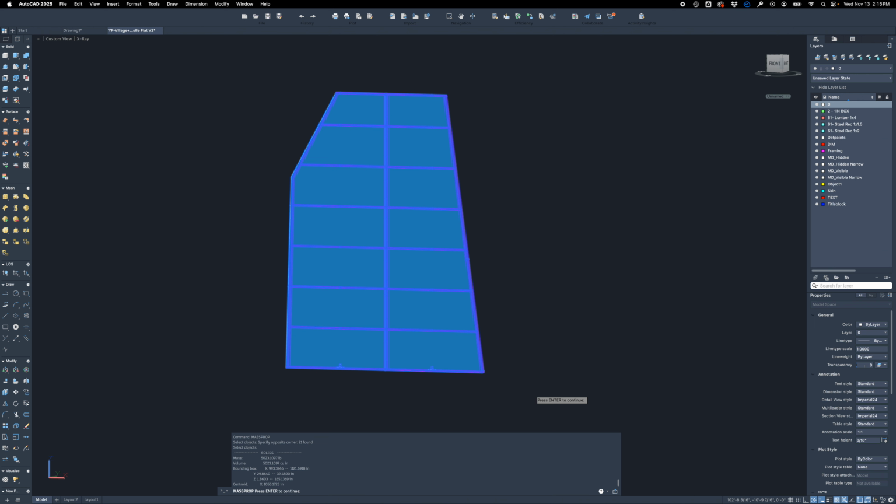This is going to pop up some information, and it's going to tell me the mass, the volume, and some other information. The thing that I care about is the volume, 5,023 cubic inches. So I'm going to round up, and I'm going to say 5,024 cubic inches.